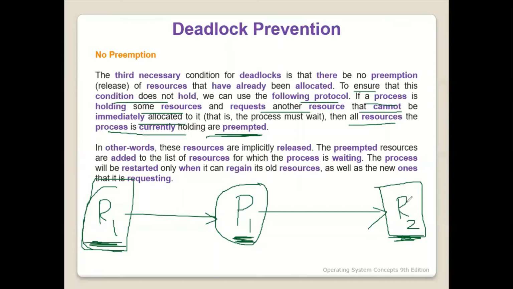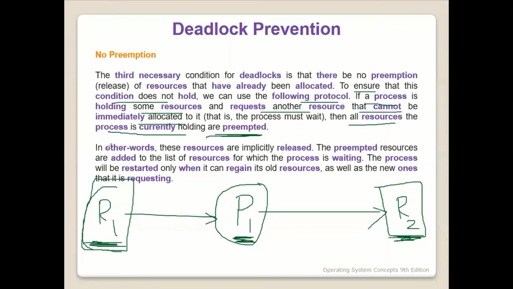Maybe R2 is used by somebody else. So let them finish with R2, and then it can be released and given to P1. You get the idea? That's what we call no preemption. So this situation will not happen if you have this procedure.